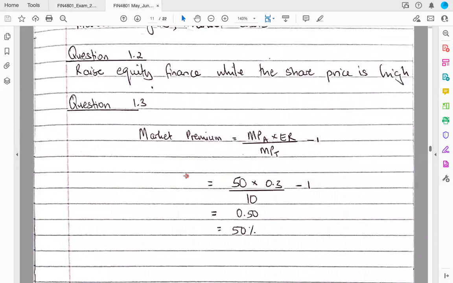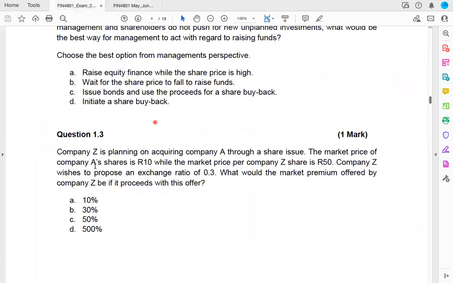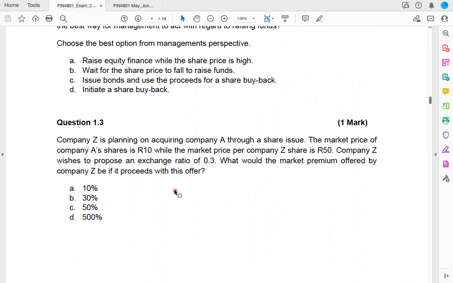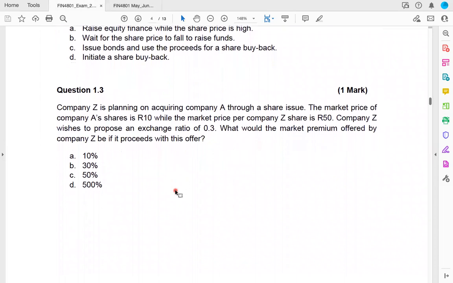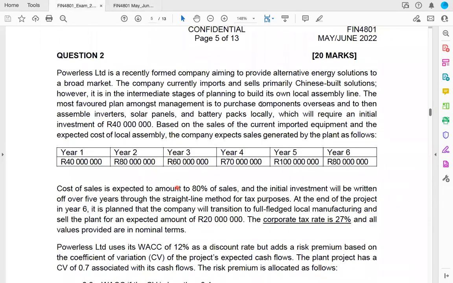So the formula we use is as follows. The market premium is simply the market price of the acquiring company times the exchange ratio divided by the market price of the target, the company that wants to be purchased, minus 1. And then if we substitute these values and calculate, we get 50%, and that gives us the corresponding market premium. Okay. Then we move on to question 2.